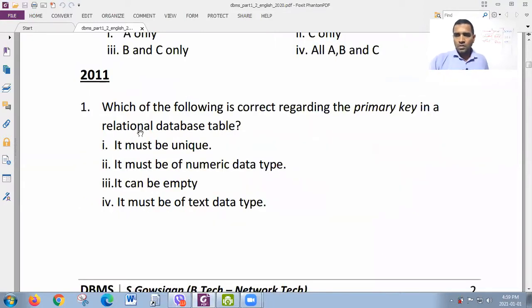Right. Look. Which of the following is correct regarding the primary key in a relational database table? See, you have the same question, right? In 2012 and 2011, they added the same question. So I take the answer directly. It must be unique. Correct answer, so it must be unique. The others are incorrect. You can check them, right? So I don't want to discuss.